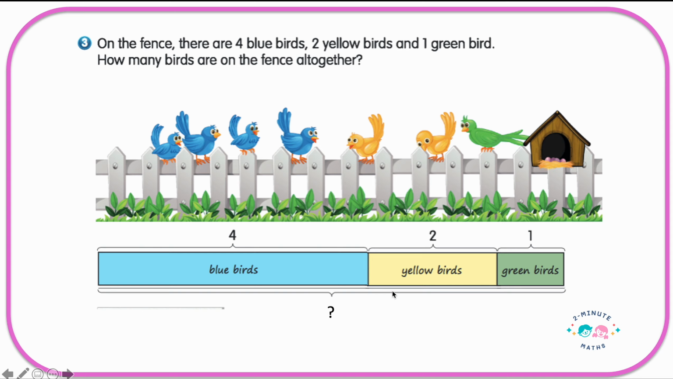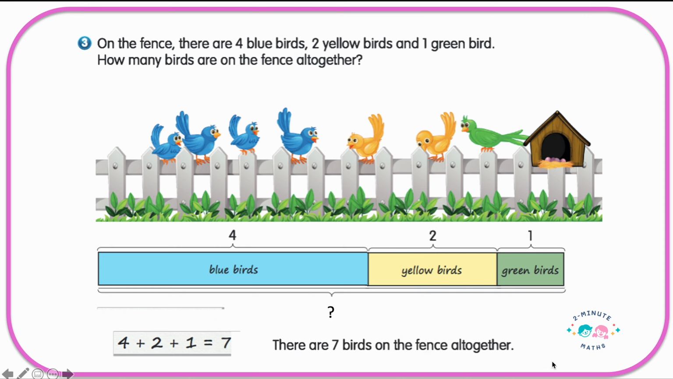Okay, so what are we going to do now? There are 3 parts in our model. We have the blue birds, the yellow birds, and the green birds. Are we going to add them or subtract them? Since we're looking for the whole, we will add them. There are 3 parts here, so we have 4 plus 2 plus 1 equals 7, and the answer is there are 7 birds on the fence altogether.